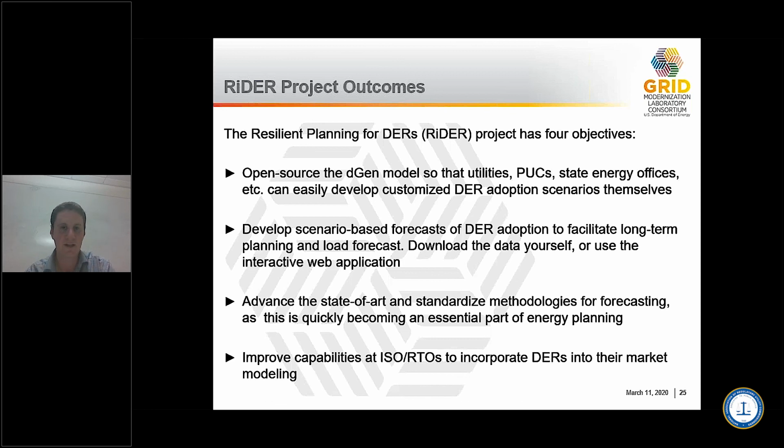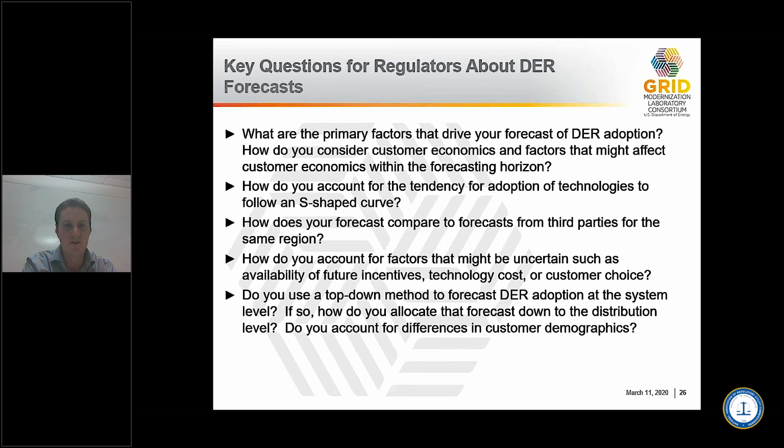Next slide, please. So finally, I would try to think about, if I was a regulator, what kind of questions might I ask at a docket or commission meeting for the quality of the forecast that's presented to me. So these are some of the things that you might ask about the planner that's presenting a forecast to you. So number one, what are the factors that went into the forecast of adoption? How are customer economics included, and how does that change? How are the forecasted customer economics changing over time within the forecast?